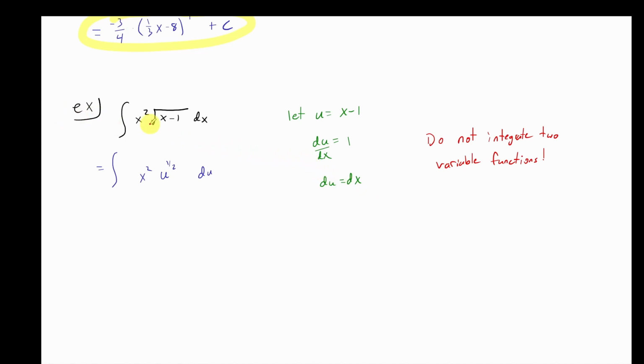So what I'm going to do is I'm going to say u is equal to x minus 1. What is x equal to? I'm going to take that equation and solve for x. So if I add 1 to both sides, u plus 1 is equal to x. So I can replace the x with a u plus 1.